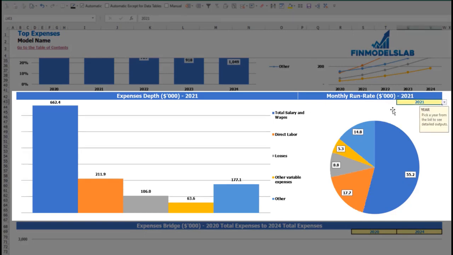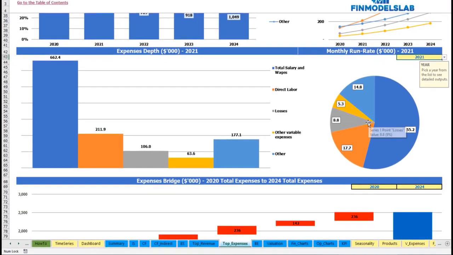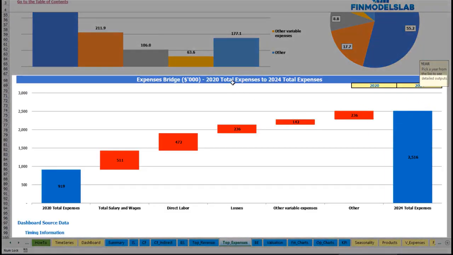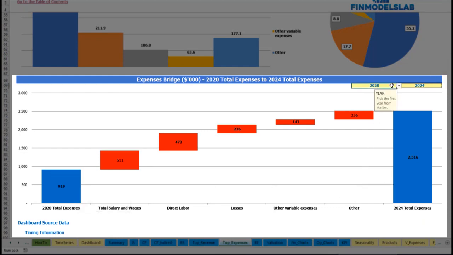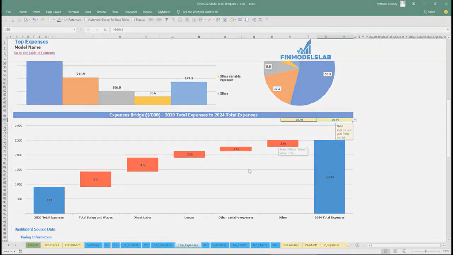You are able to change this year, and you may see the absolute values and percentage breakdown on the pie chart. On the expenses bridge, you may find the main drivers of expenses growth between these 2 years. These years are also changeable, so you may select the first year and the last year. And you may see that total expenses starting in 2020 will change to total expenses in 2024 by this waterfall.